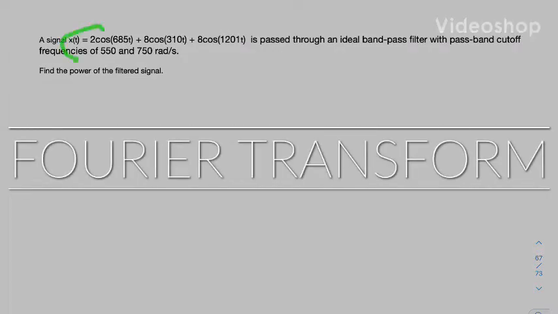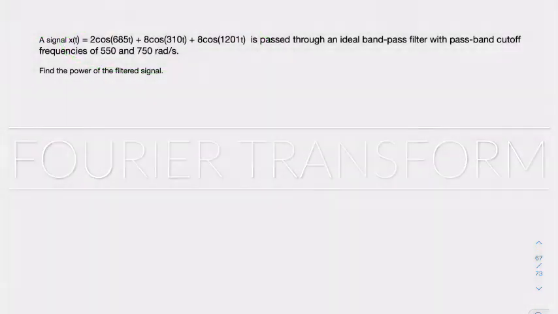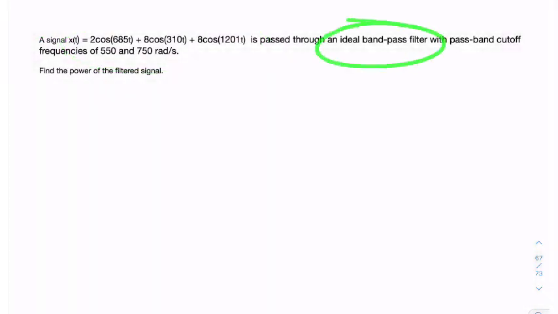In this question, we're given a time domain signal and it's passed through an ideal bandpass filter. And we're asked for the power of the filtered signal. So in general, if you want to find the power of a signal consisting of sinusoids, you would simply take the amplitudes here, square them, divide by 2, and add them. So the unfiltered power is simply 2 squared over 2 plus 8 squared over 2 plus 8 squared over 2.